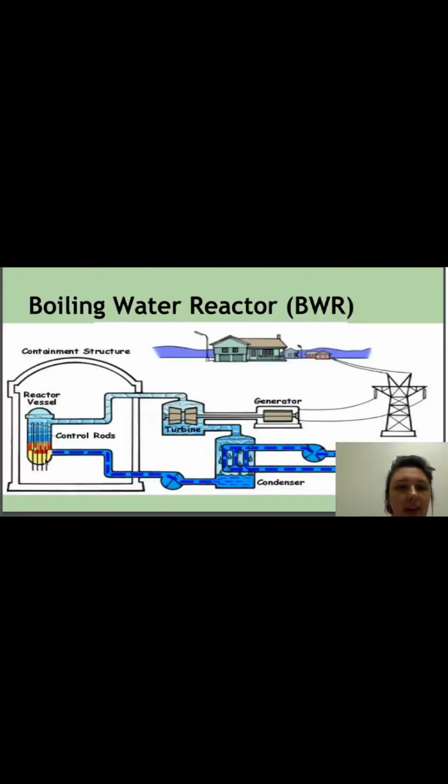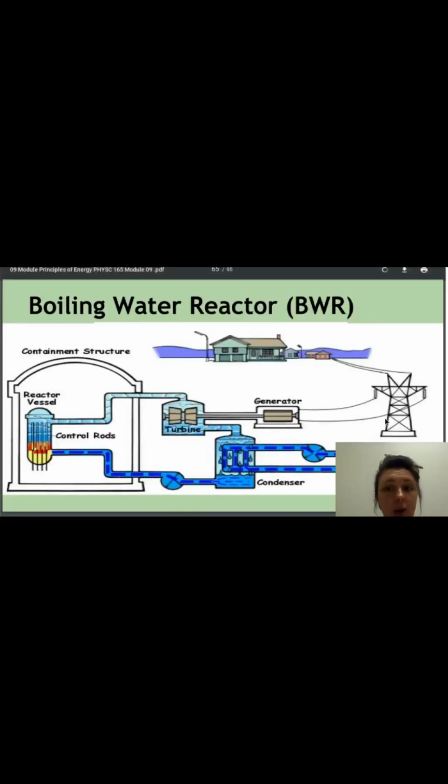In this one, the reactor core is allowed to turn that water to steam. The steam is pushed through the turbine. Then it's recondensed, right? And then it's sent right back through the system. And so this is a boiling water reactor system.